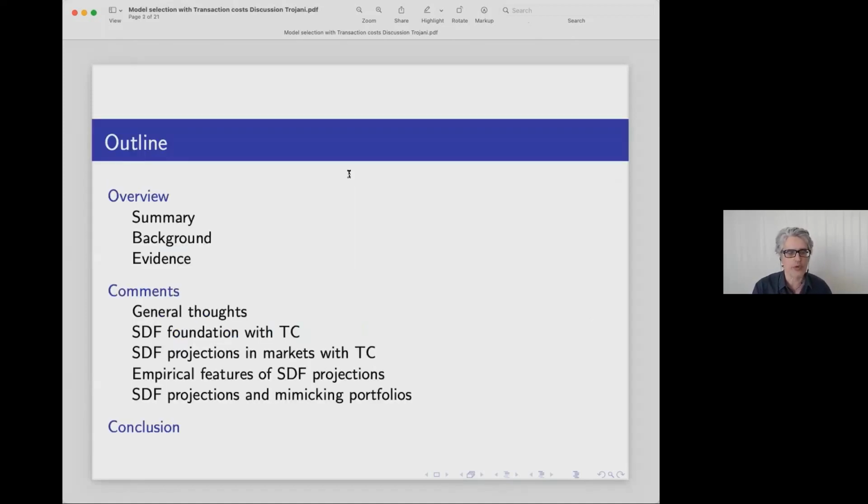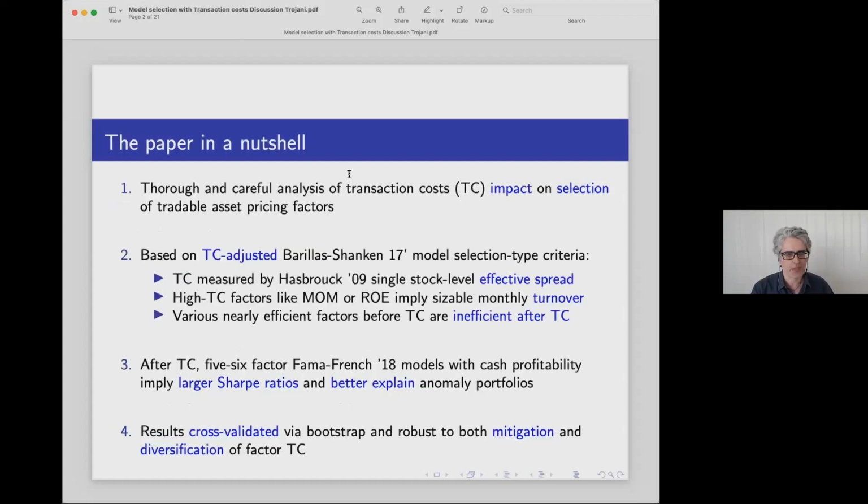In the discussion, we're going to start with a short summary and some background ideas about the various selection procedures, and then I'm going to try to offer more general thoughts about how we can think about selecting asset pricing factors in the presence of transaction costs. In a nutshell, it's a very careful analysis of the impact of transaction cost on the selection of tradable asset pricing factors. It is to a good extent based on the model selection criteria in Barillas-Shanken and additional regressions measuring the extension of the frontier, with cost measured by the effective spread in Hasbrouck.